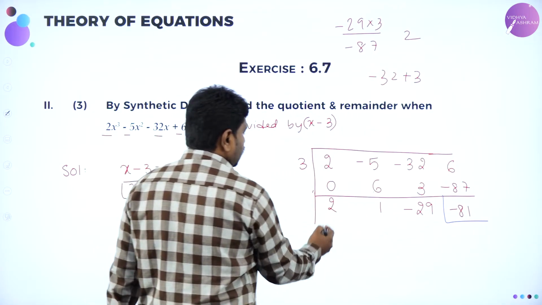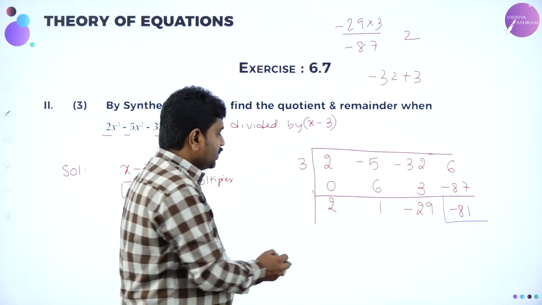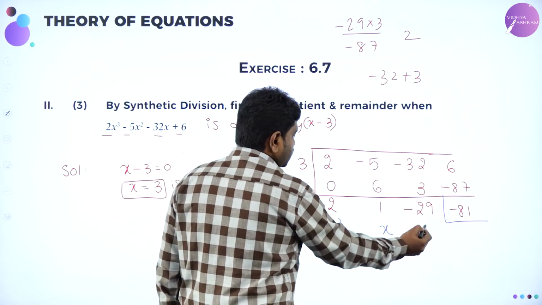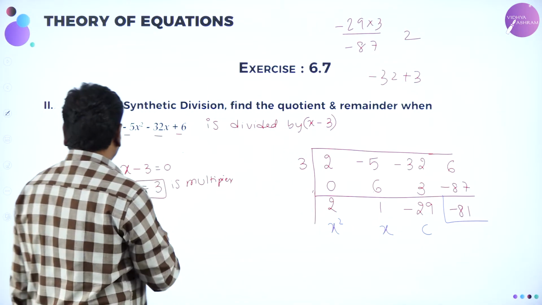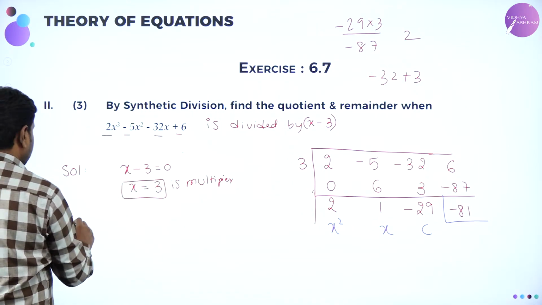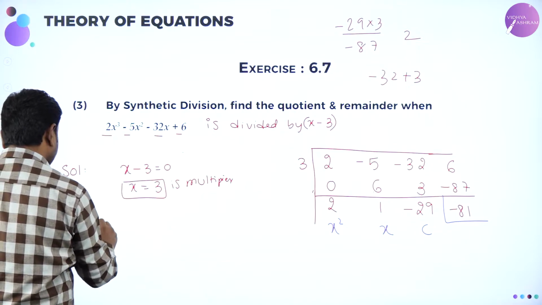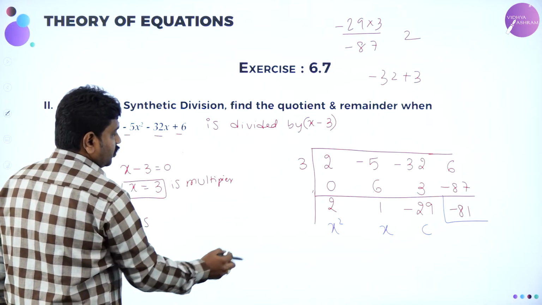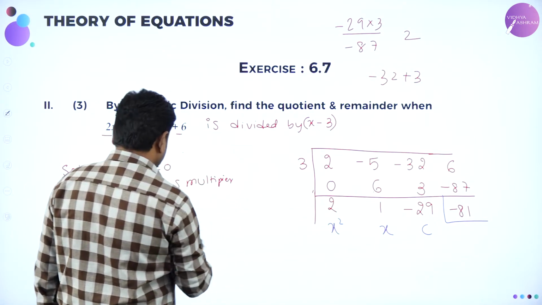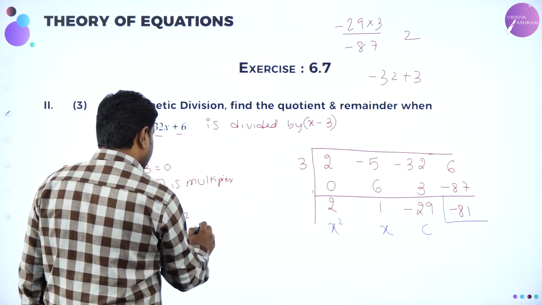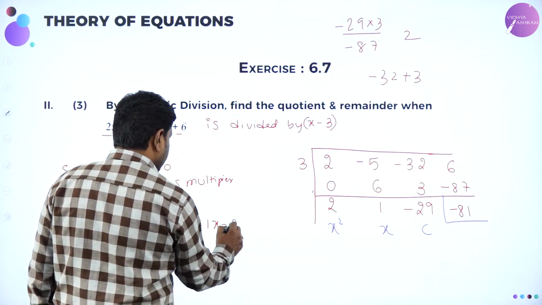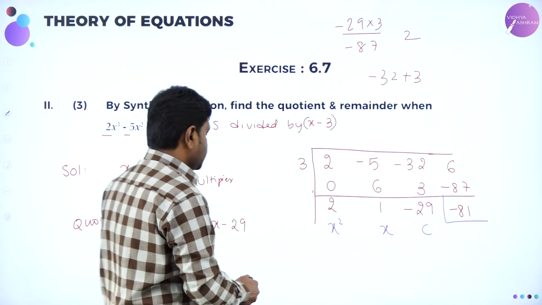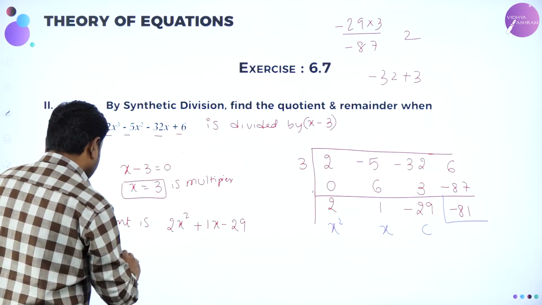And now, see, the degree decreases. So 2 is the quotient of x square and 1 is the quotient of x. And this is the constant. So therefore, now we'll write the quotient and remainder. Therefore, the quotient is 2x square plus 1x minus 29. And the remainder is the last number. What is the last number you got? Minus 81. So the remainder is minus 81.